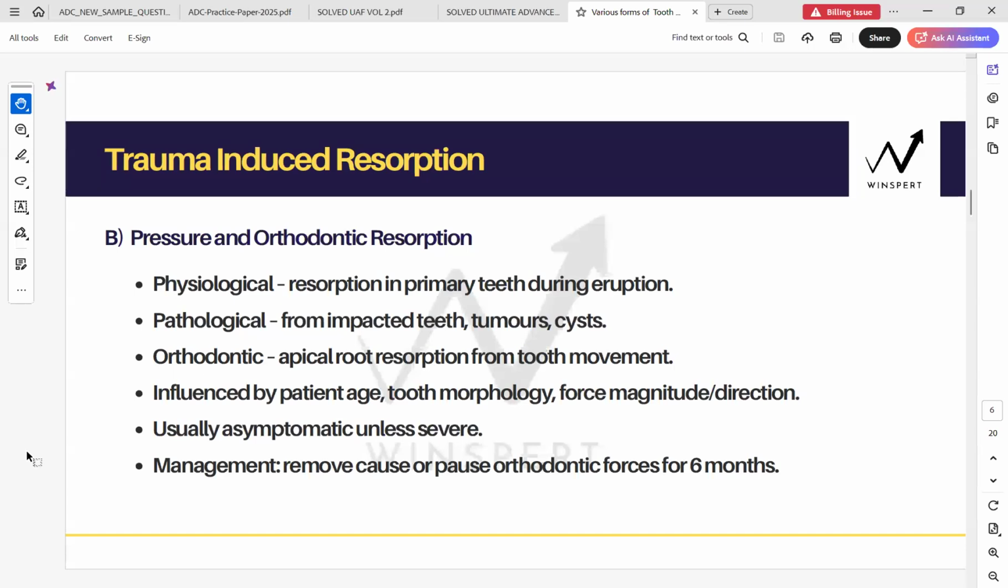The second kind, the trauma induced second kind, again, it's a physical trauma. Now that's coming from your pressure and orthodontic resorption. Okay.